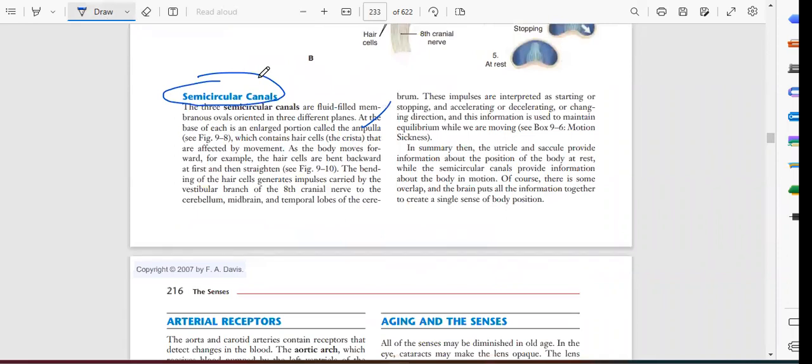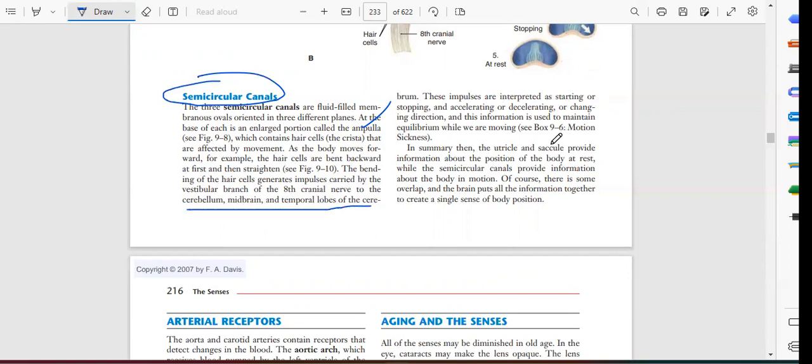These have hair cells that are affected by movement. As the body moves forward, for example, the hair cells are bent backward at first and then straight. The bending of hair cells generates impulses carried by the vestibular branch of the eighth cranial nerve to the cerebellum, midbrain, and temporal lobes of the cerebrum.